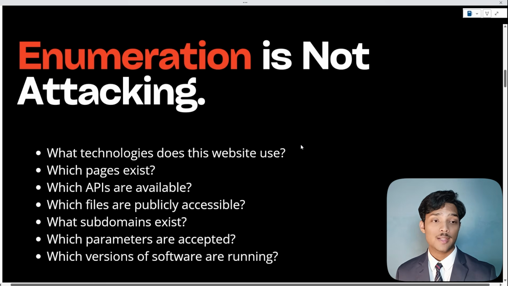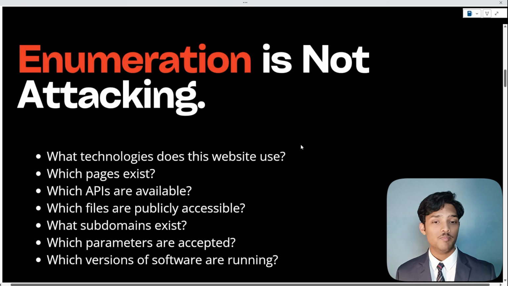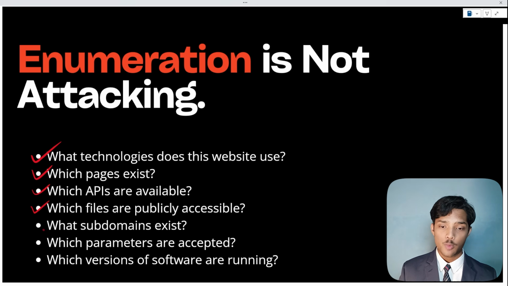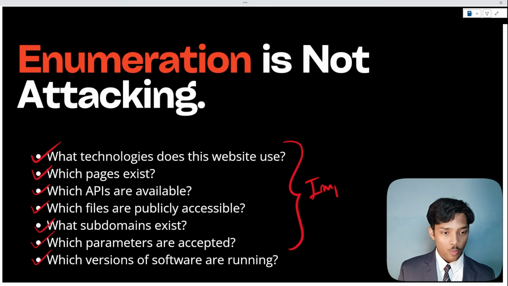If we move to the next slide, enumeration is not attacking. Enumeration is usually a passive and low impact process. Basically, you're simply learning about the application and asking simple questions. What technology does the website use? What pages exist? What APIs are available? Which files are publicly accessible? What subdomains exist? Which parameters are accepted? And which versions of software are running? These questions are very, very important to ask.